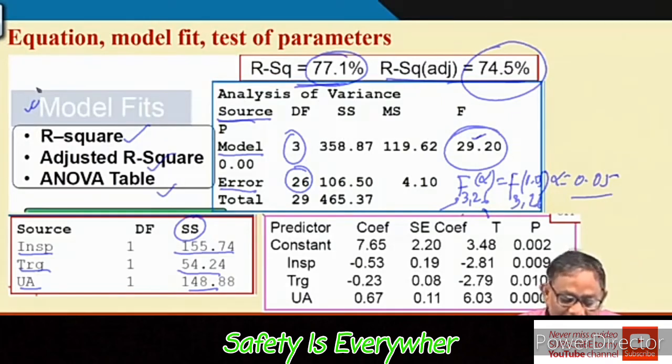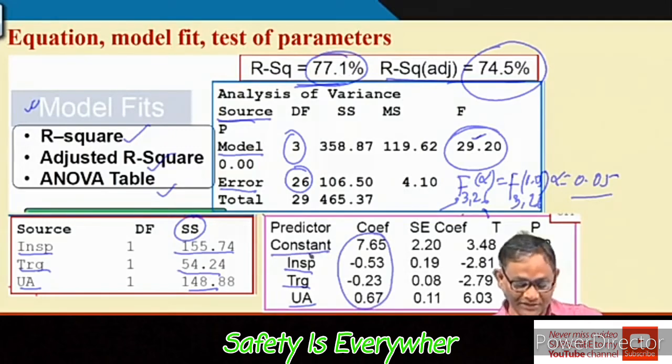Then once the data is fit to the model, you have to check whether the parameters, the coefficient values, are significant or not. So, how many coefficients are there? There are 4 coefficients: one is the constant, the intercept, then the first independent variable, second independent variable, third independent variable, or as such k independent variables.